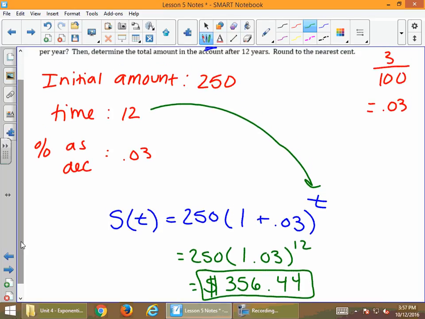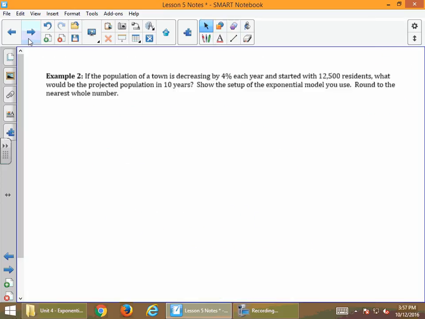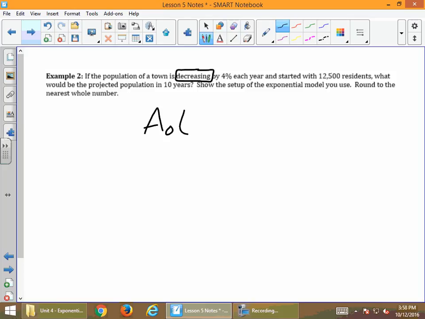Okay, take a look at example 2. So if the population of a town is decreasing by 4% each year and started with 12,500 residents, what would be the projected population in 10 years? I'll again show you the setup of the model, round to the nearest whole number. Okay? Again, this is going to trigger you whether you're adding your percent as a decimal or subtracting. If it's talking about decrease or taking away, depreciating, things like that, you're going to subtract your percent as a decimal. So it's going to look something like this.